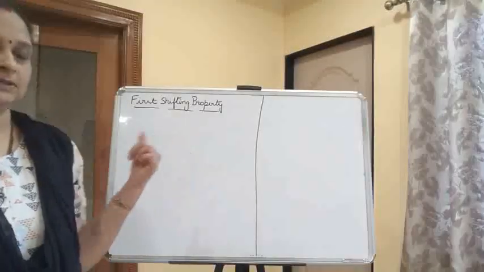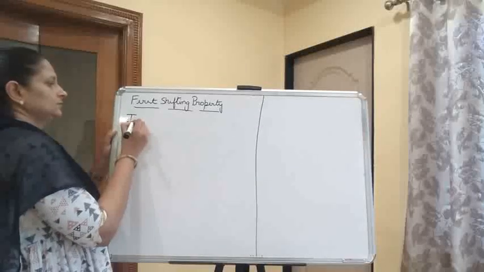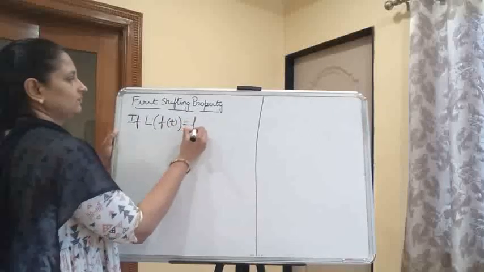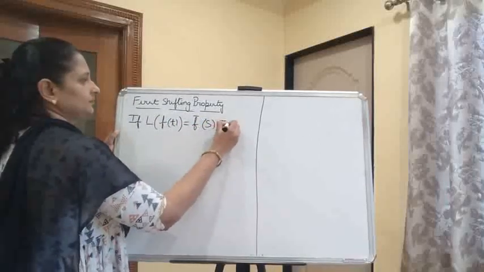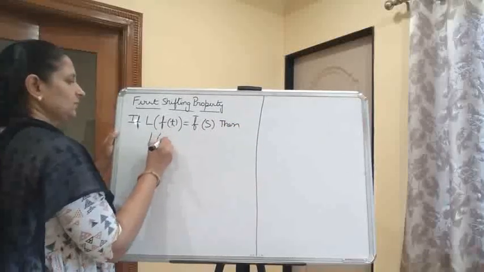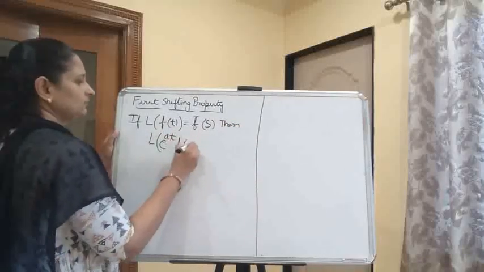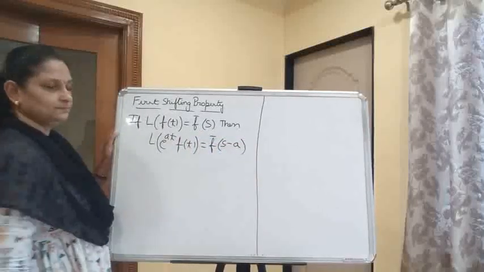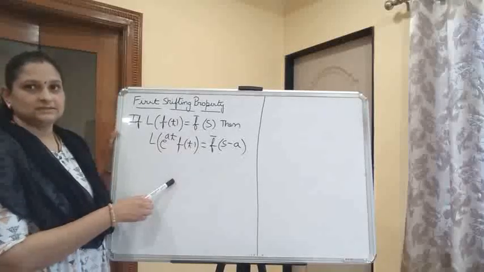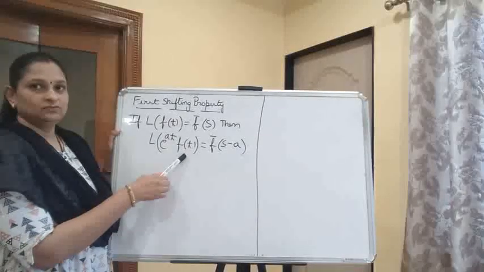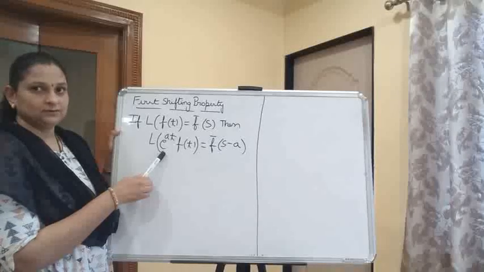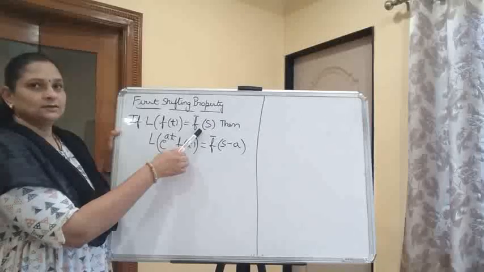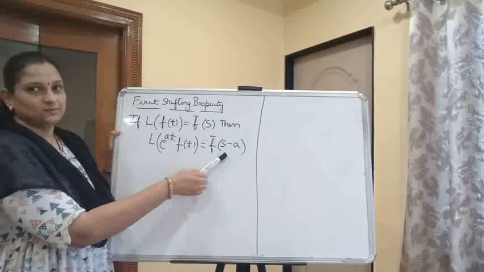Next, the first shifting property. If the Laplace transform of f of t is written as f bar of s, then the Laplace transform of e power a into t f of t is written as f bar of s minus a. So what this property says is, if the function f of t is multiplied by e power a into t and its Laplace transform is taken, then in the result you have to replace s by s minus a.